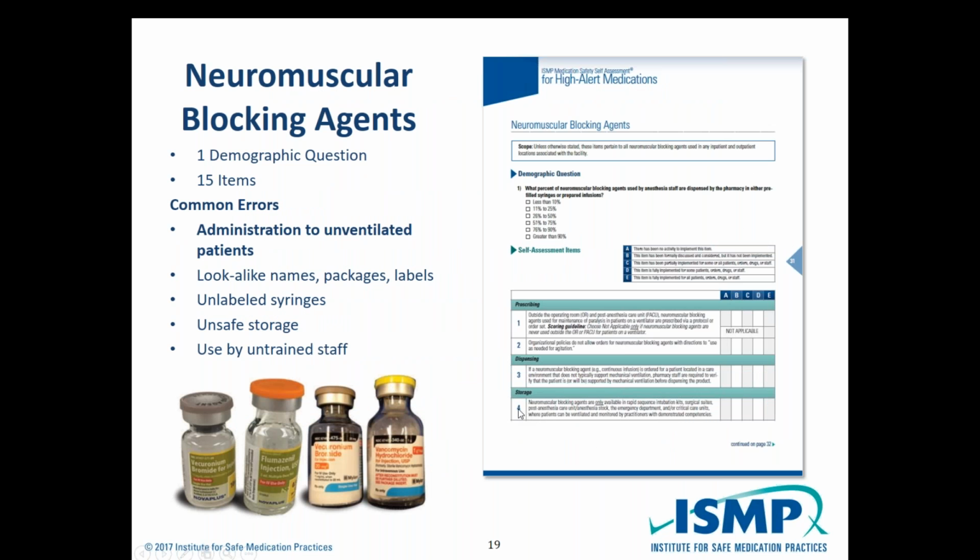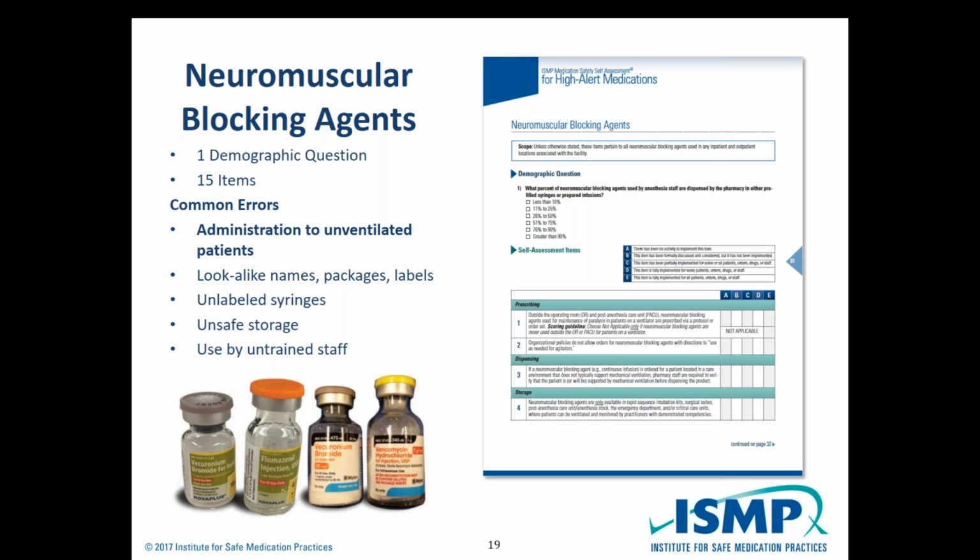The first section is the neuromuscular blocking agents, and there's one demographic question. So there are some demographic questions within each of these categories, and I'll talk about those, that basically may be something specific for that category of medications that, again, we may use to try to aggregate some of this data and differentiate some of the aggregate information that we do get in.